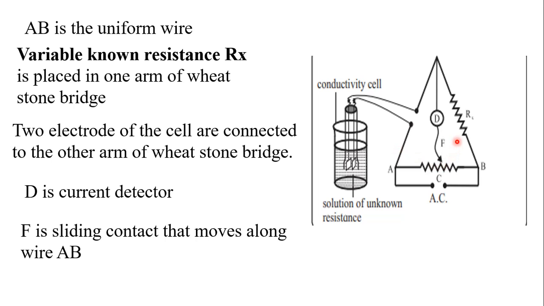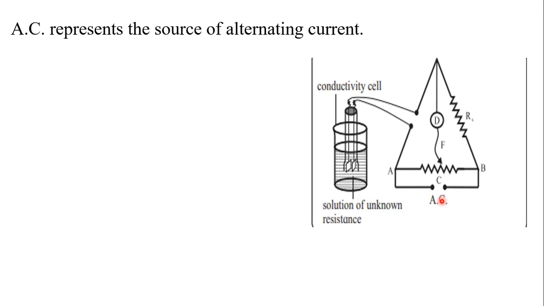And here the current detector is connected to these two arms. To this current detector, this wire is attached, which is called a sliding contact, and it moves along the wire AB. Both the terminals of this wire AB are connected to the alternating source. This AC represents the source of alternating current.